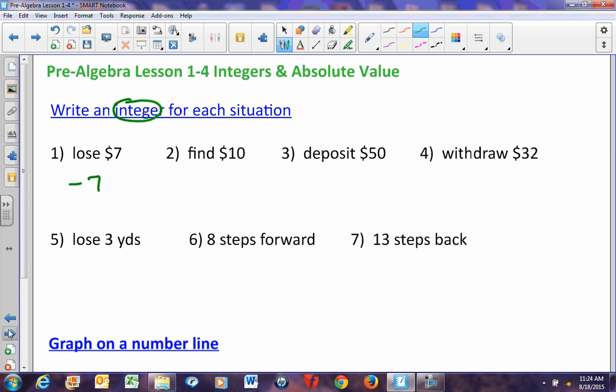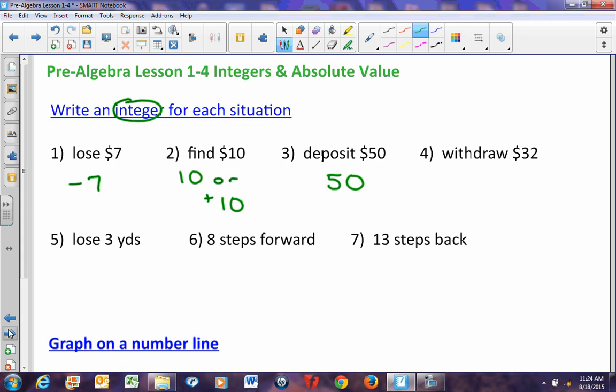If I find $10, that's good for me. That's $10 more in my pocket, so this way you could put plus 10, but you don't need the positive symbol because if it doesn't have a negative sign, it's assumed to be positive. If I deposit $50 in your bank account, that means you have $50 more than you used to have, so that's plus 50. If you withdraw $32, you may think, hey, I have $32 now in my pocket. Don't think of what's in your hand, think of what's in your account.